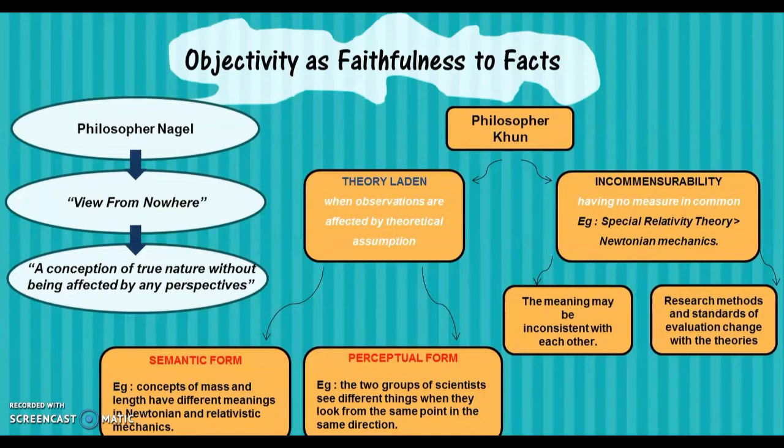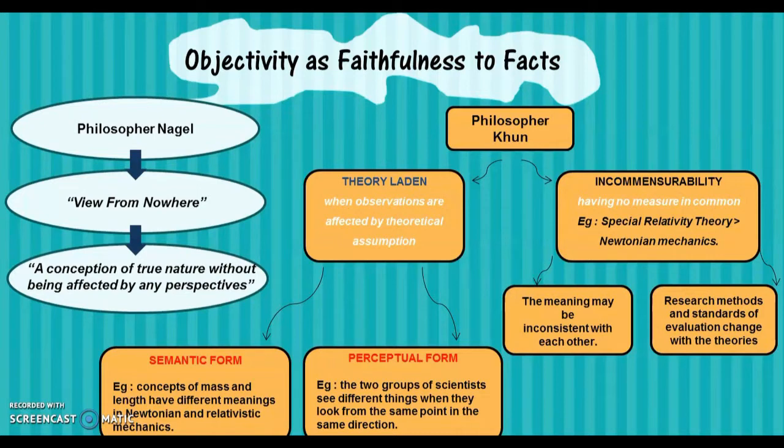Second, perceptual form means perception of a scientist depends on the standard she is working in. For example, the two groups of scientists see different things when they look from the same point in the same direction. I hope you can understand this far. If you're not, you can ask any questions during the Q&A session.